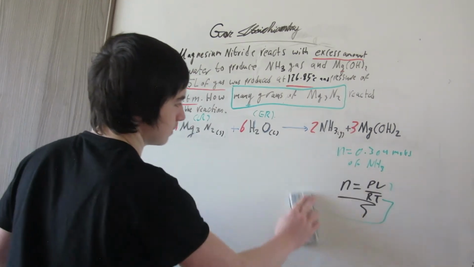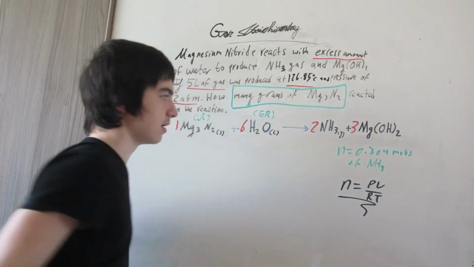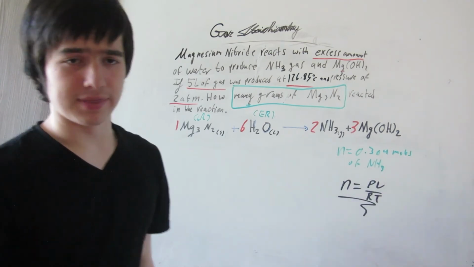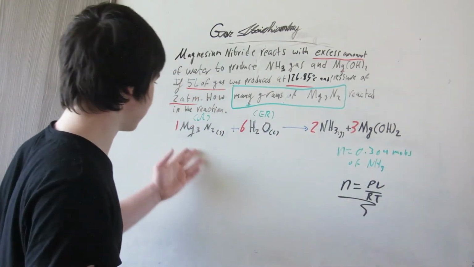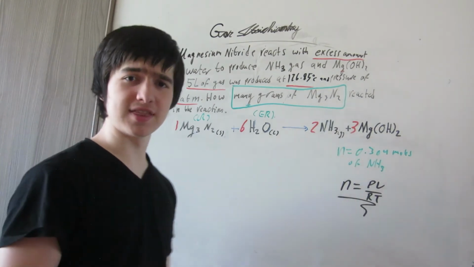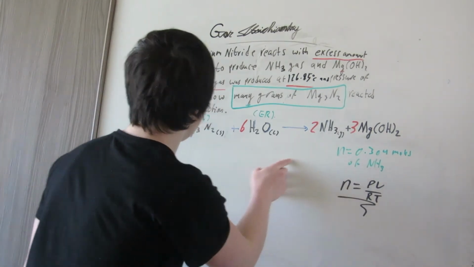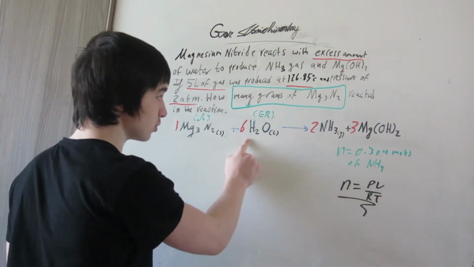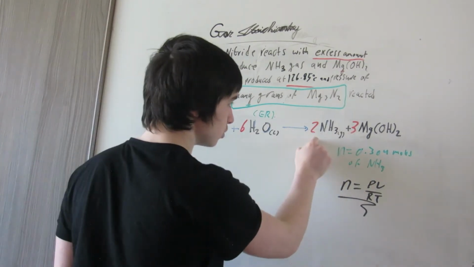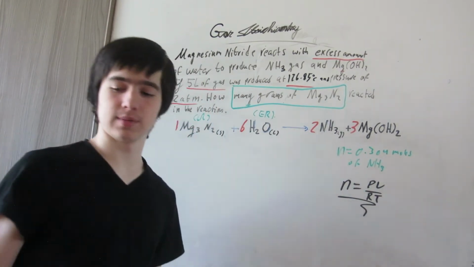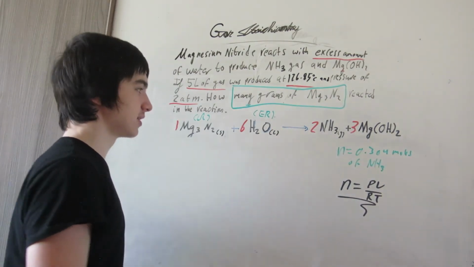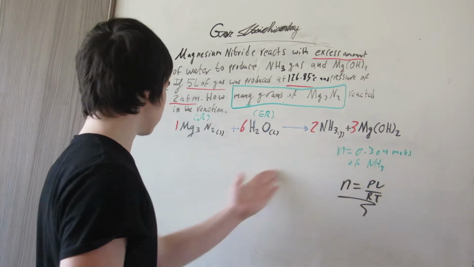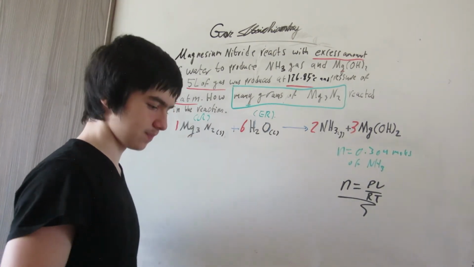Next, because we converted the unit into moles, now we can convert moles of the product into moles of the reactant. Using the ratio that is given in the equation, we have 1 mole of magnesium nitride reacts with 6 moles of water to form 2 moles of ammonia and 3 moles of magnesium hydroxide. Now we can use the ratio 2 to 1 to convert the number of moles of ammonia into a number of moles of magnesium nitride.